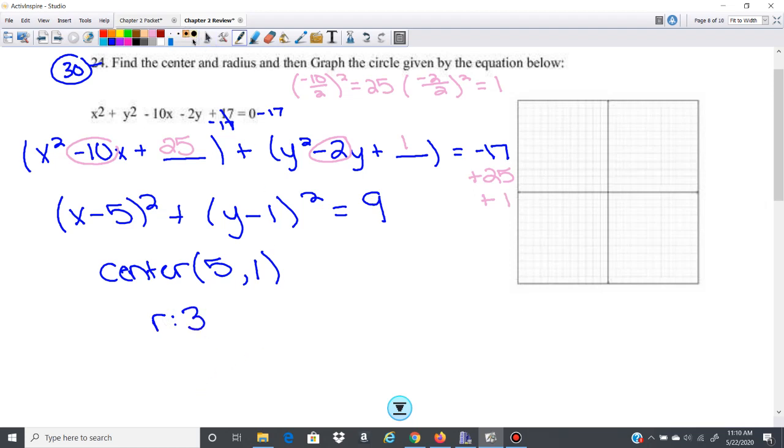So when I graph this, let's see, the center is 5, 1. And then with my radius, I'm just going to go in all directions 3. So 1, 2, 3 up, 1, 2, 3 to the right, 1, 2, 3 down, 1, 2, 3 to the left, like there. Okay. And then you draw your circle. And then hopefully your drawing skills are a little bit better than mine.